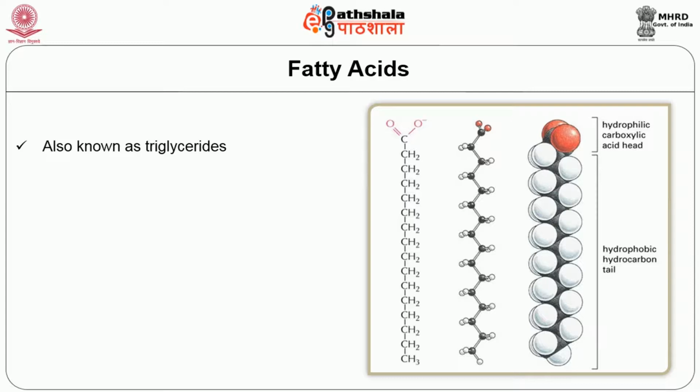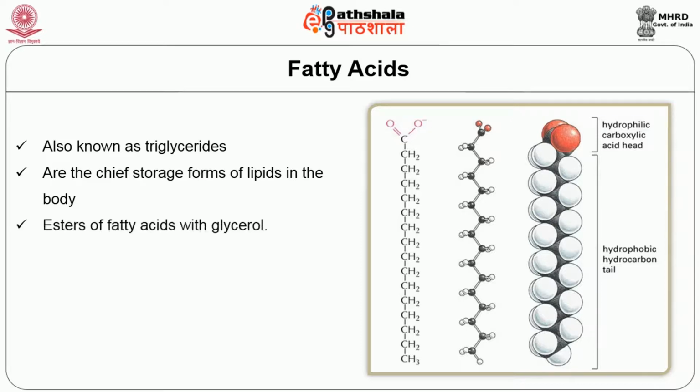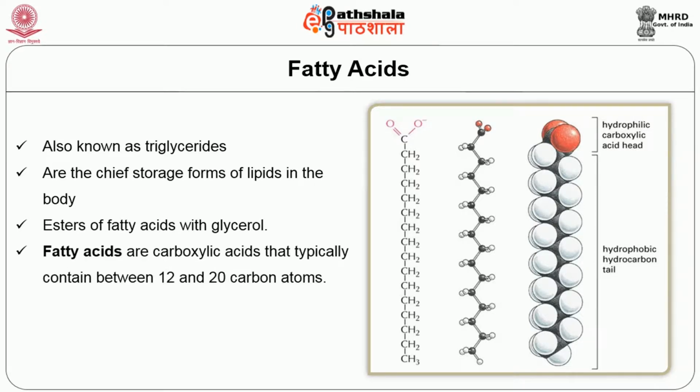Glycerol has CH2OH, CHOH, CH2OH, 3 hydroxyl groups, and these 3 hydroxyl groups are replaced with a fatty acid to make a triglyceride. They are the chief storage form of lipids in the body. They can be termed as esters of fatty acids with glycerol. Fatty acids are also called as carboxylic acids and they typically contain between 12 to 20 carbon atoms. They usually have an even number of carbon atoms.